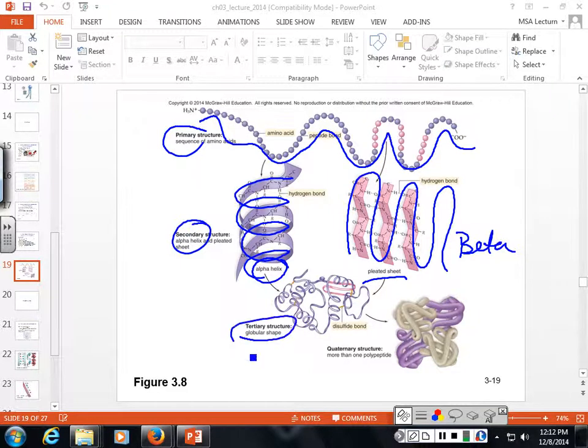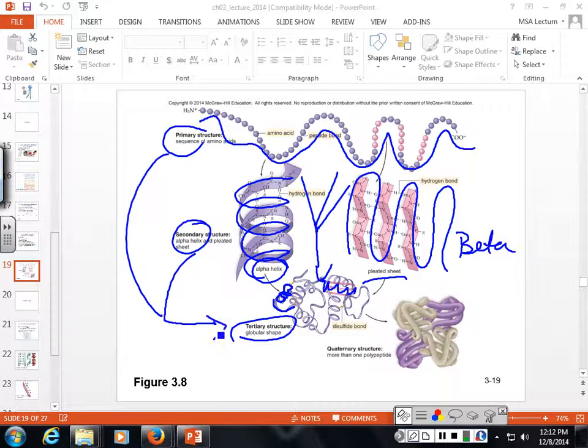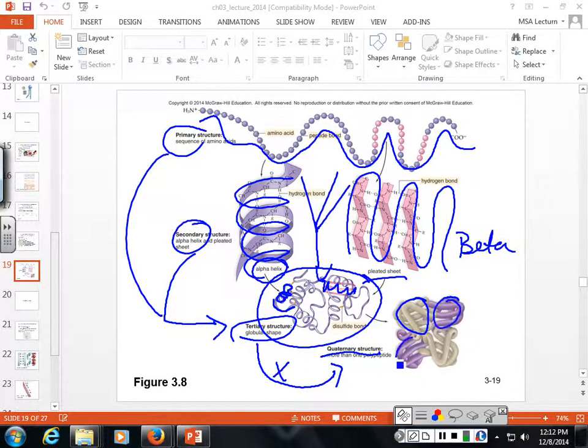Tertiary structure is when we take all of these and put them together. Do you see how there's an alpha helix, and then there's a string? That's the primary. And then over here there's a beta sheet. So I've taken primary and secondary and put them together, and that gives me tertiary. Now quaternary is if I take multiple tertiary structures and put them together, now I have quaternary structure.